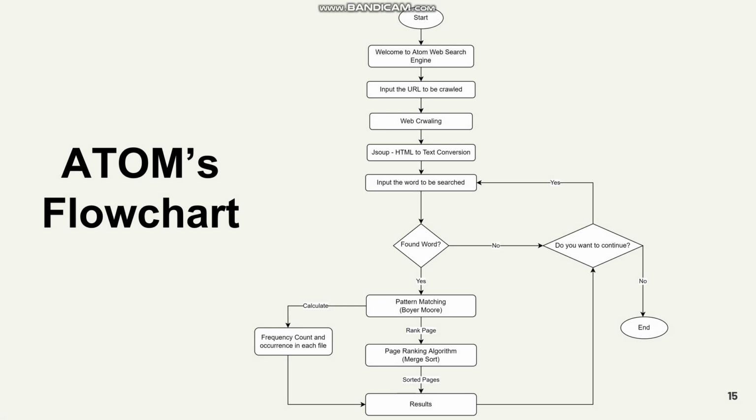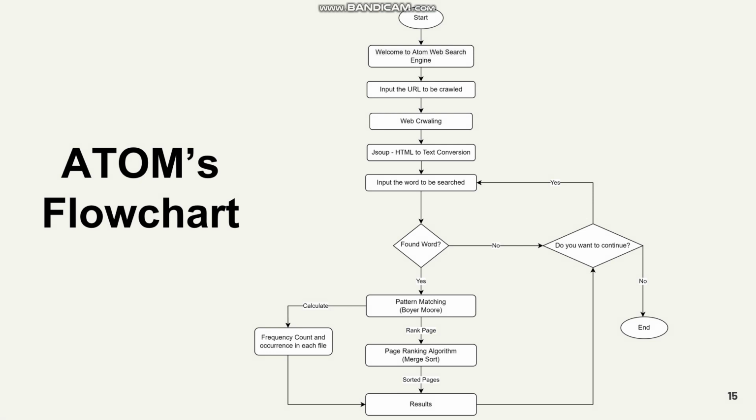So our flowchart starts with a welcome text, and then the URL which needs to be crawled is given as an input by the user. Then the web crawling happens, followed by an HTML to text conversion with the help of the JSoup library, which is an open source Java library. Afterwards, the word which needs to be searched is input by the user. If the word is found, then the pattern matching using the Boyer-Moore algorithm happens, which eventually results in ranking the pages using the page ranking algorithm, which internally uses merge sort. Afterwards, sorted pages are provided as results.